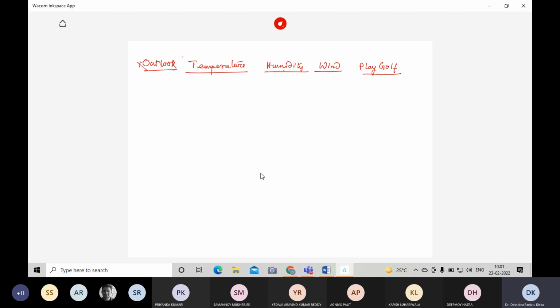Since we have already selected the outlook attribute as the root node, we will not be considering this attribute outlook. But for a particular value of the outlook, we will make this subset of the entire data set, which will have the attributes temperature, humidity, wind, and the class attribute play golf. Now over this small data set or subset, we will compute again the entropy and information gain.